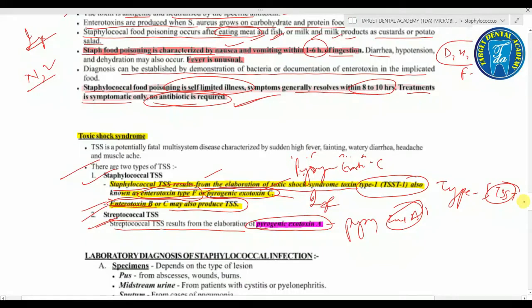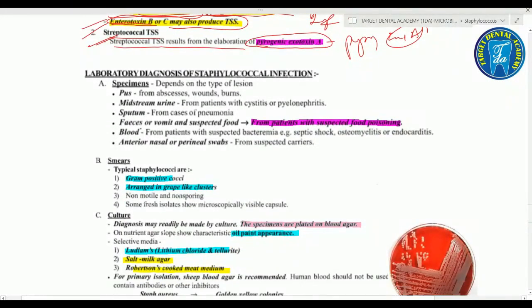Fine. Now let's discuss the laboratory diagnosis of staphylococcal infection. The specimen basically depends upon the type of lesion: pus from the abscess, wounds or burns, midstream urine from the patient with cystitis or pyelonephritis, sputum from cases of pneumonia, while feces, vomit and the suspected food from the patient with suspected food poisoning. Important: blood from the patient with suspected bacteremia, for example septic shock, osteomyelitis and endocarditis.